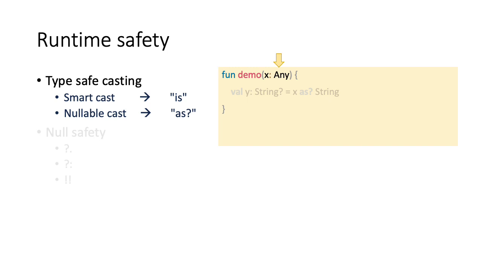Let's look at the same example. The demo function accepts a parameter of type Any. As? returns a nullable type. We will see next how Kotlin deals with nullable types with safety.